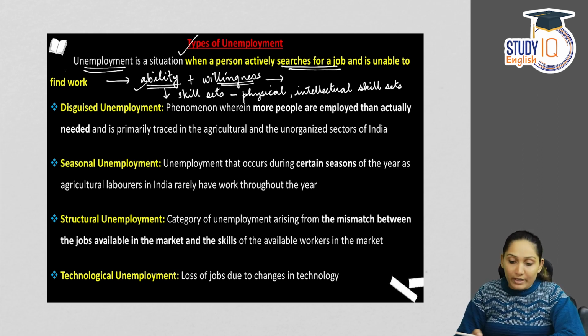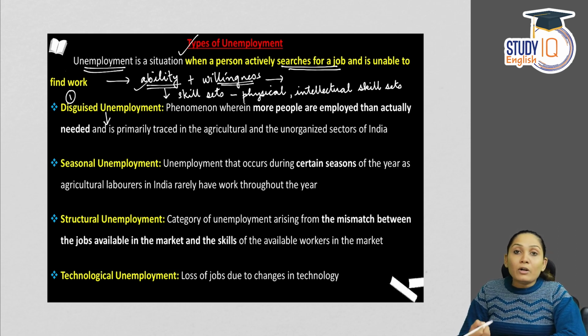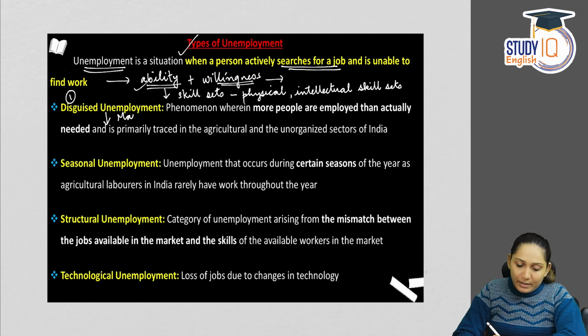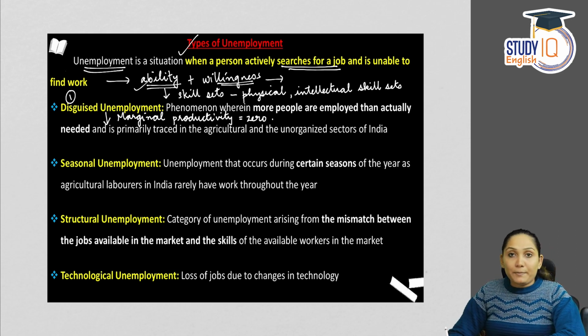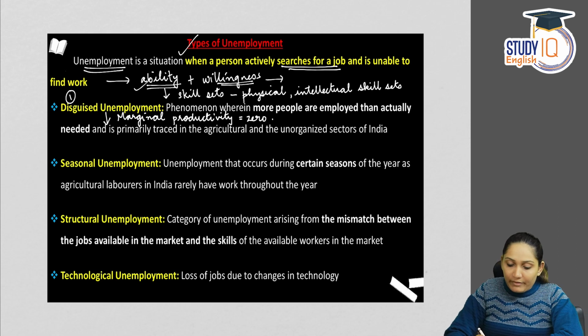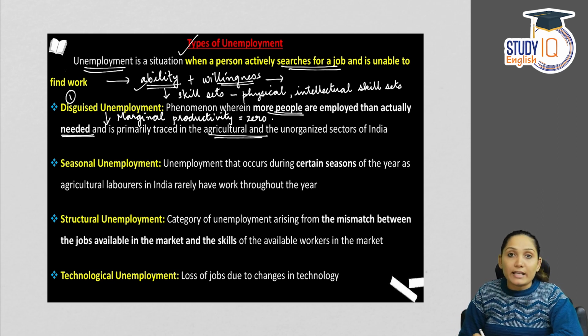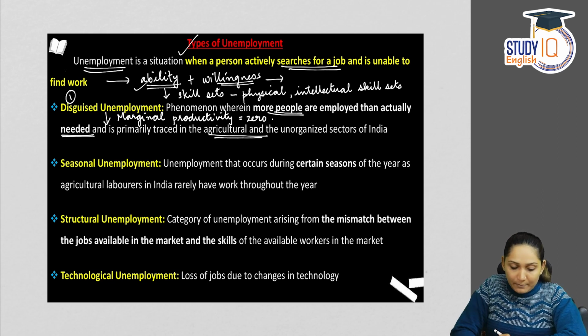There are different types of unemployment. First one, disguised unemployment. Here, the feature of disguised unemployment is that even though a person is found to work, he does not contribute anything to the productivity. That is, the marginal productivity remains zero. It's a phenomenon wherein more people are employed than actually needed and is primarily traced in the agricultural and unorganized sectors in India. That is disguised unemployment.